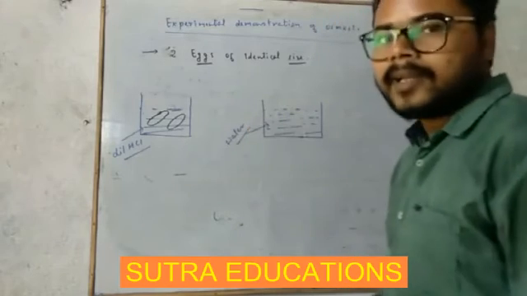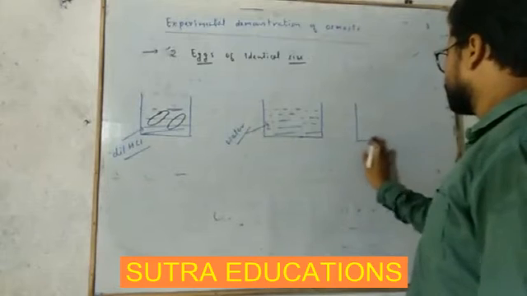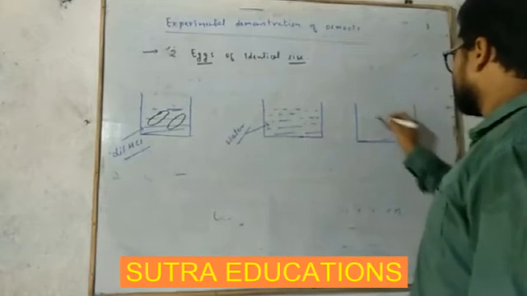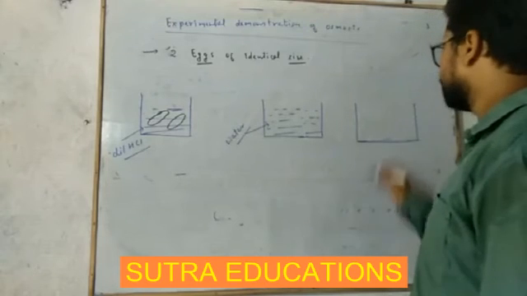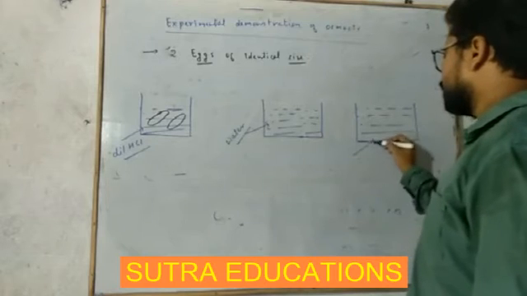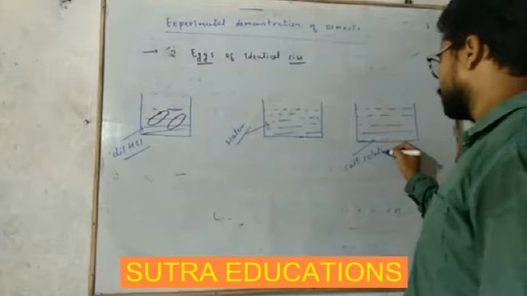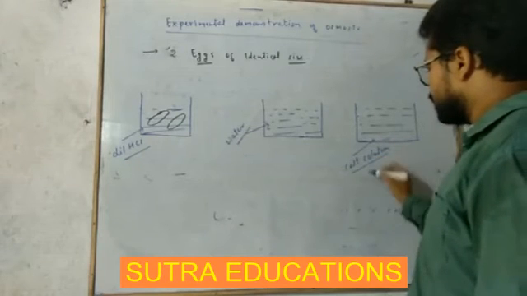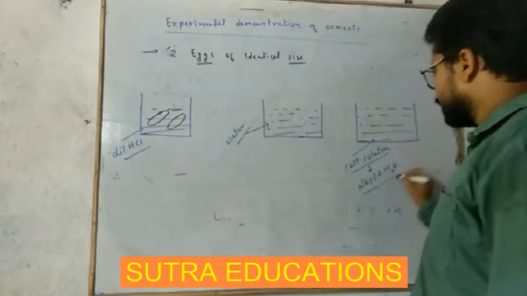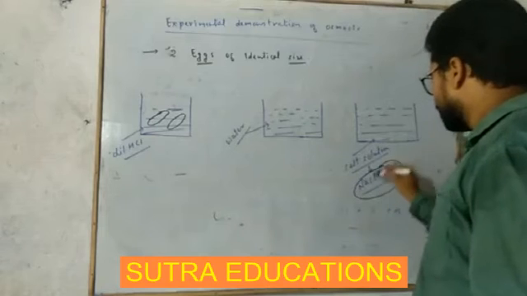And in the other pot or container, take salt solution. So what is this? This is salt solution, meaning NaCl plus H2O. And this is also called brine water.